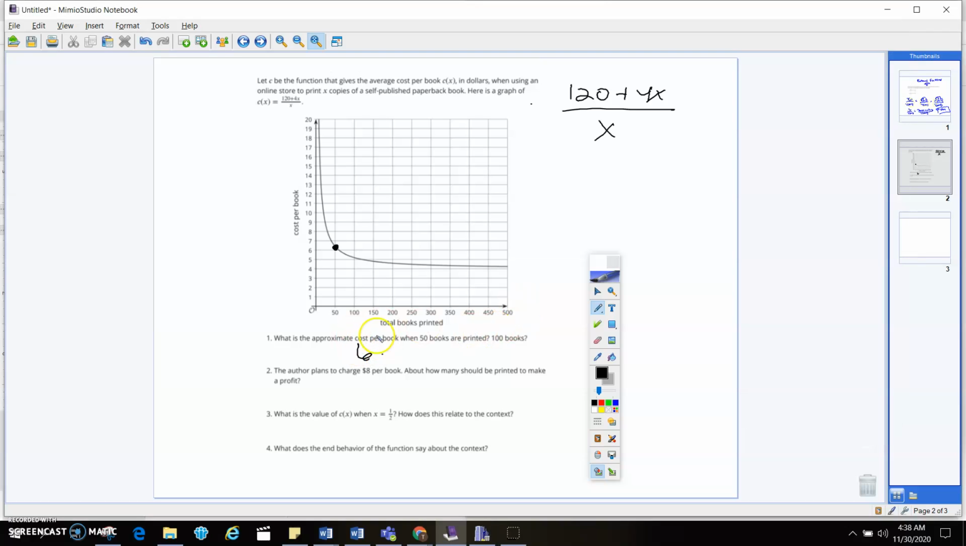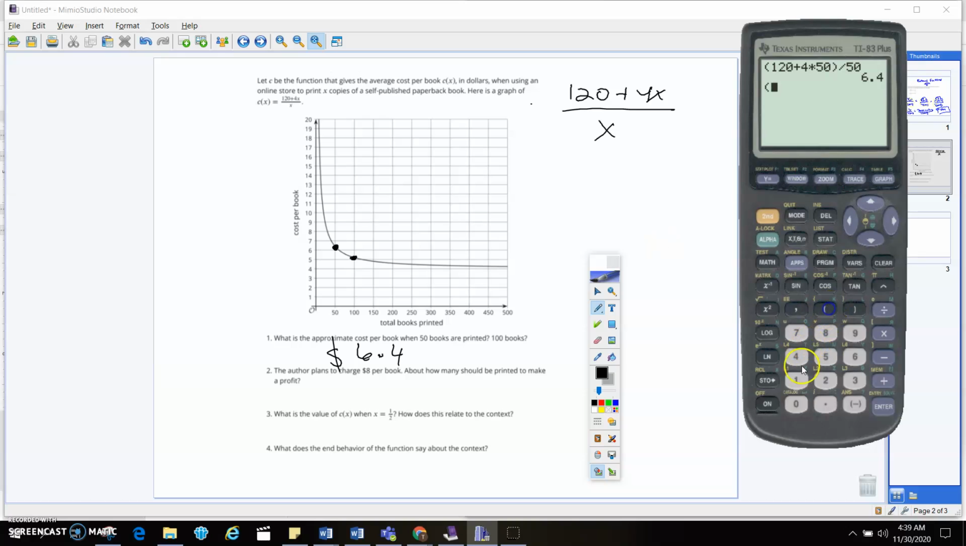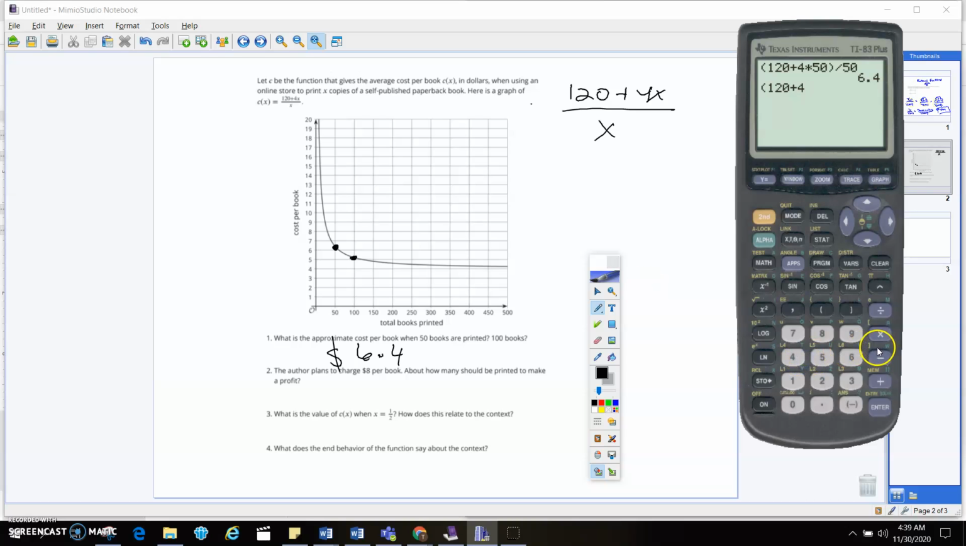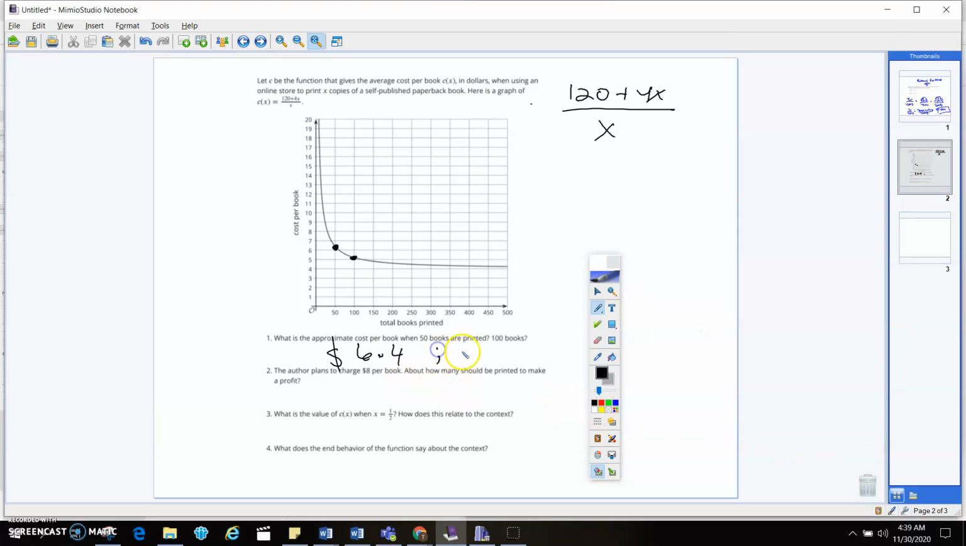So, I'm sorry, this is cost, so you can have 6.4. So this is my approximate cost. So when it's 100, I'm going to go over to where it's 100, and that's roughly 5 point something. But again, if I'm unsure, I'm going to go into my calculator. I'm going to type 120 plus 4 times 100, and then divided by 100. And that's going to give me 5.2. So if I'm ever unsure about this, I can always go into my calculator and plug it in.